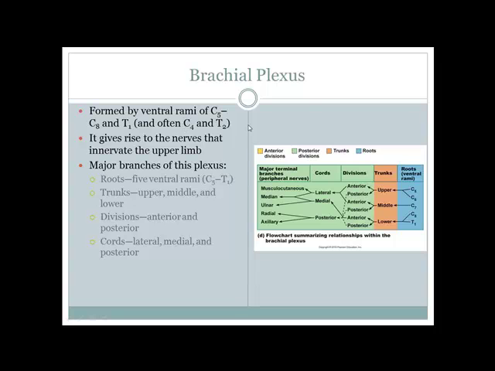Next one is going to be your brachial plexus. It's going to be C5 through T1. Here's your brachial plexus here. It's going to be divided into roots, trunks, divisions, cords, and then the major peripheral nerves. I want you to know these divisions, and I want you to know what the major peripheral nerves are. The easiest way I figured out how to learn this was to just draw it a couple times.